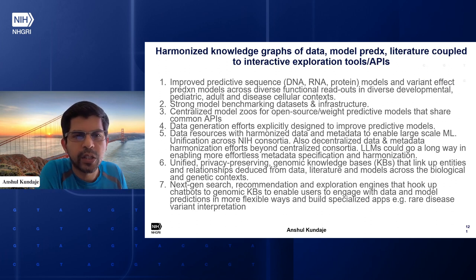This is a class of models that's critical, but very difficult to build given the paucity of data. So current approaches are quite brute force. They just try to build big models. The big models work only when you have lots of data. We don't actually have lots of data, especially because the data we have is quite context specific. And so we need to build models that are specific to different kinds of functional readouts in diverse biological contexts, which, as many people have discussed, are largely incomplete. So we need more data sets: developmental, pediatric, adult, and disease cellular contexts.